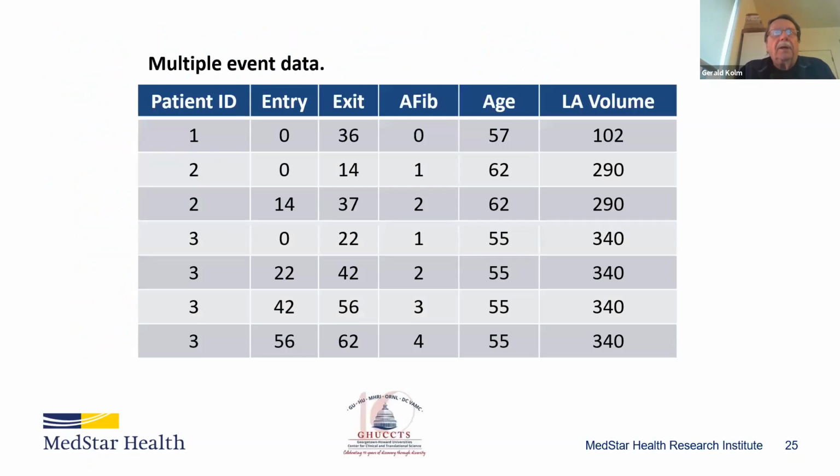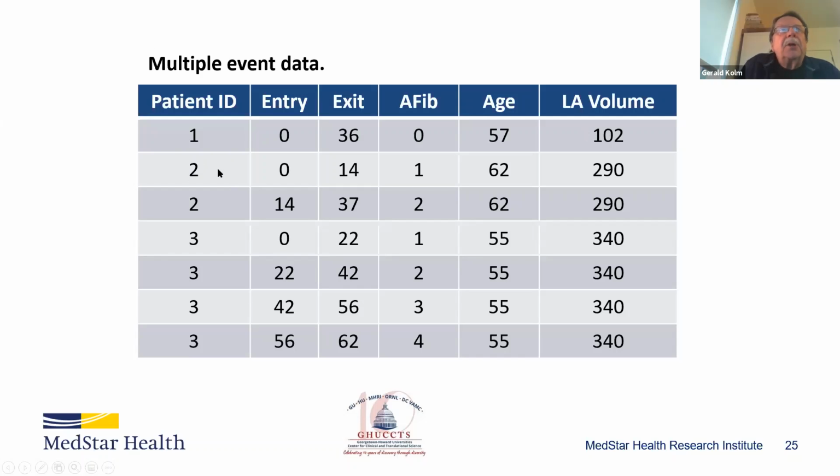And so here's what the multiple event data would look like. This is just some data I've made up here. For patient one, we have an entry point, which is 0, and an exit point, which is the length of time they've been followed. In this case, it's 36 months. They had no AFib event. And then I have just a couple of the covariates that we were interested in looking at here.